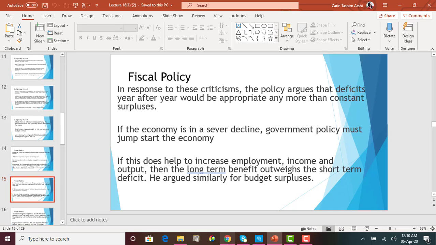Again, the main response to this type of question is, hey, in the short term, it is okay to incur some deficit as long as the benefits in the long term outweigh the short term deficit. As long as we have stability, more output and employment, then it's okay to have a short term deficit.